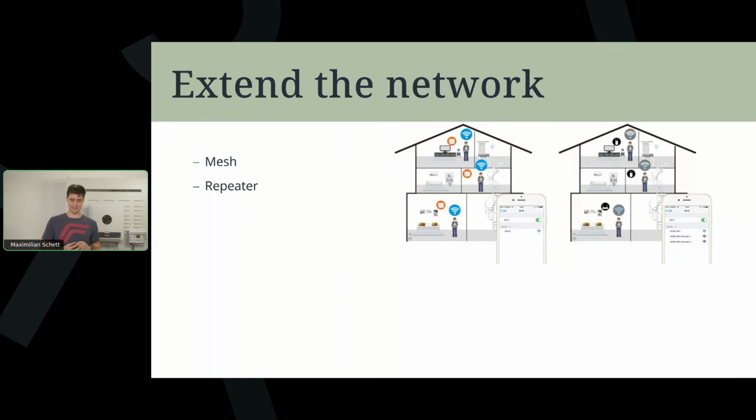And with a repeater, a new Wi-Fi network is opened, also with a new Wi-Fi password. So then it seems like you have several routers in your house. A mesh system is very similar, only that those mesh devices, which you also put in your power sockets, do not open a new Wi-Fi network with a new password, but just amplify the existing one.